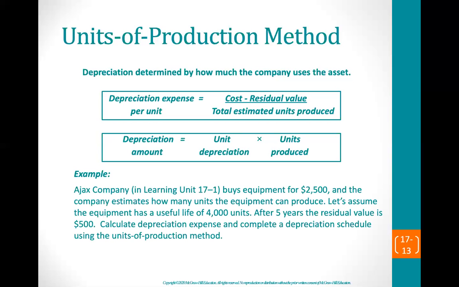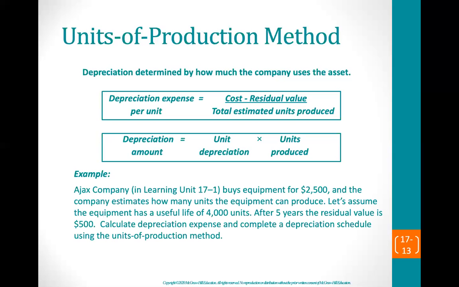For example, Ajax Company that we discussed in Learning Unit 17-1 buys equipment for $2,500, and the company estimates how many units the equipment can produce. Let's assume the equipment has a useful life of 4,000 units. After 5 years, the residual value is $500. Calculate depreciation expense and complete a depreciation schedule using the units of production method.